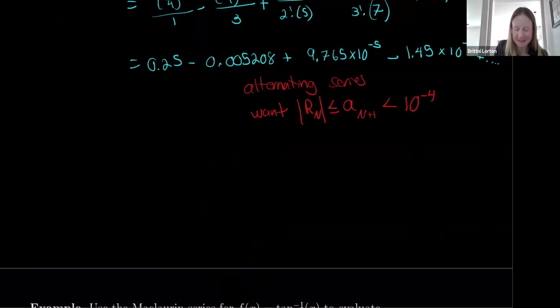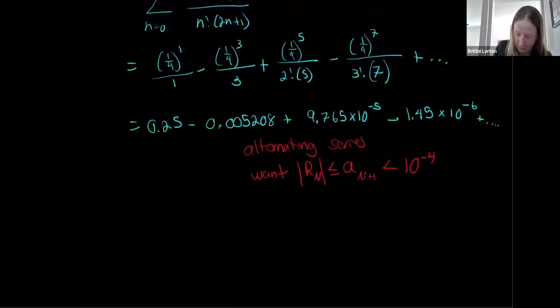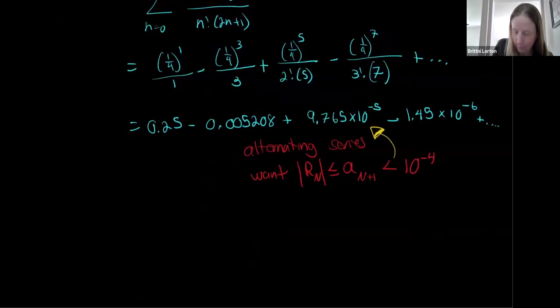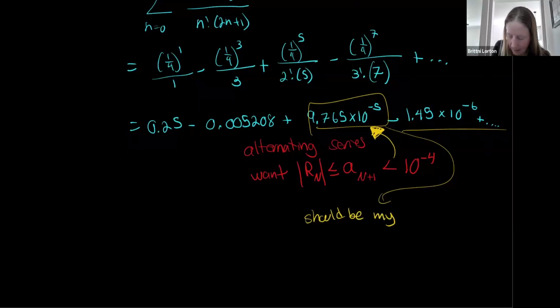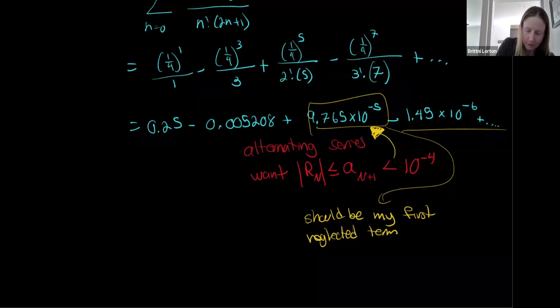So which one of these is less than 10 to the -4? Yeah, that's really all it is. Rather than me having to do all kinds of algebra, I already have the numbers, right? Which one is less than 10 to the -4? That one. Well, that one plus all the other ones. So that one is less than 10 to the -4, which means that this one should be my first neglected term, which means we only need to add up the first two terms.